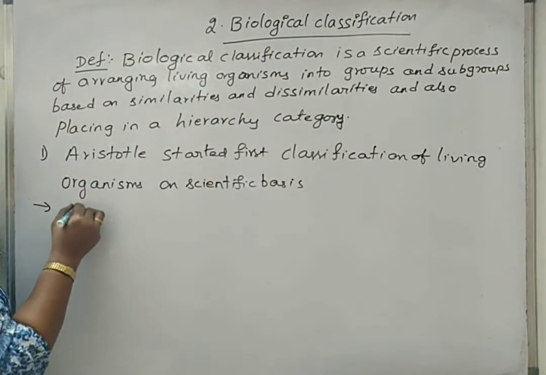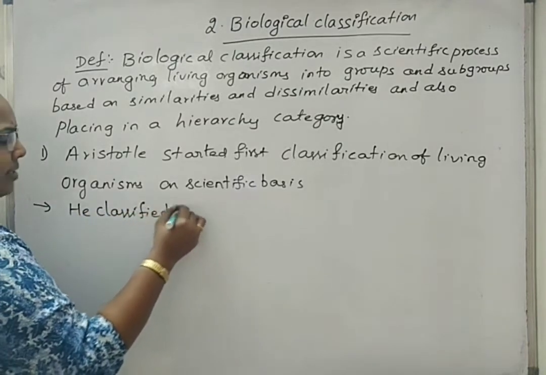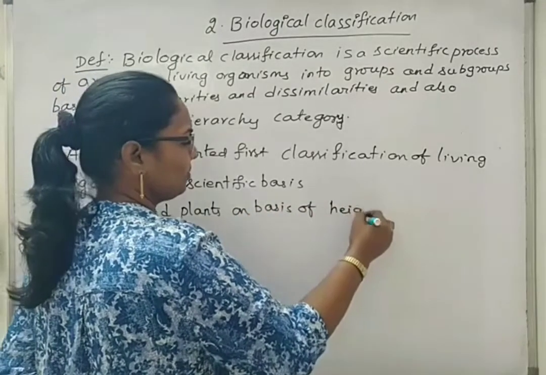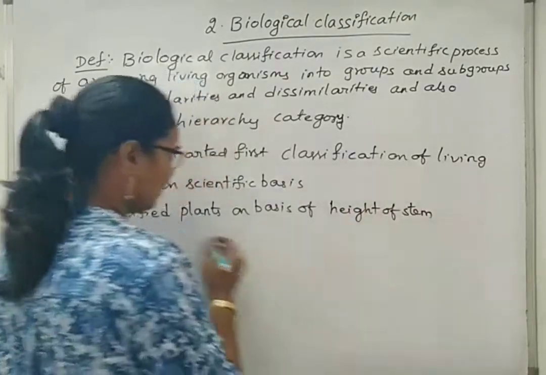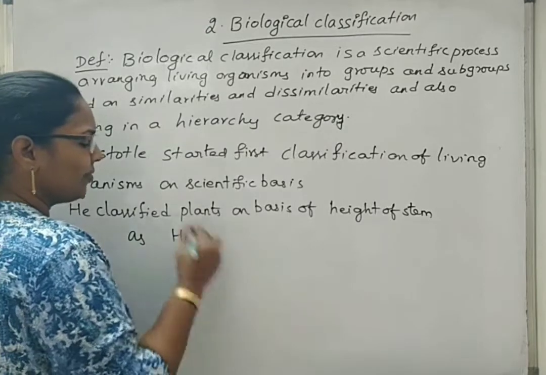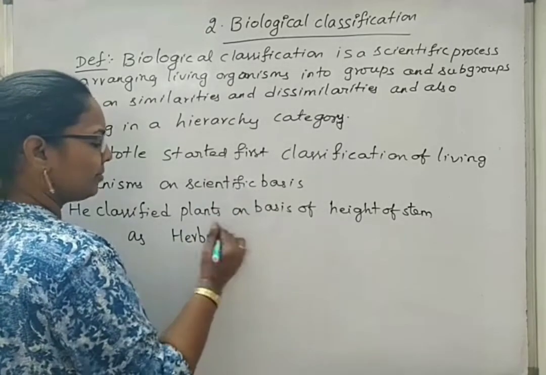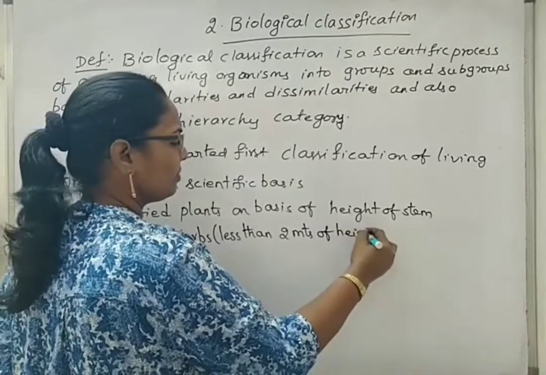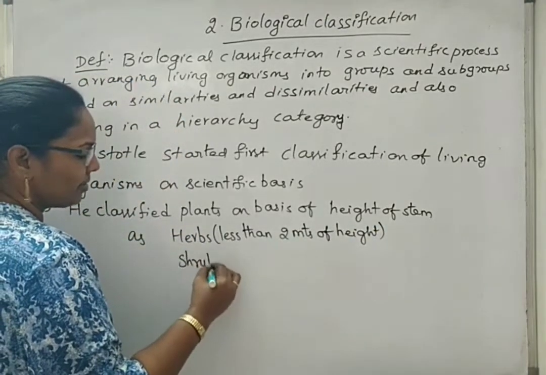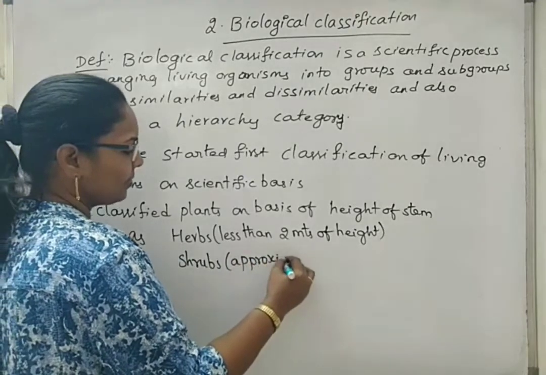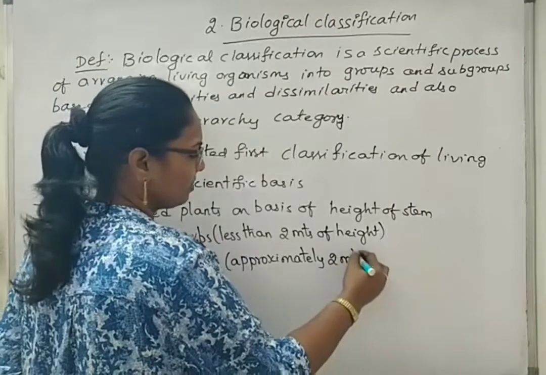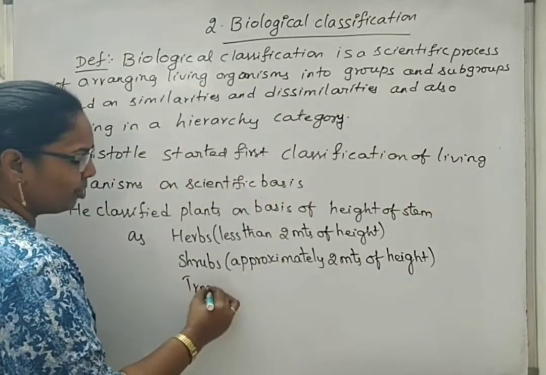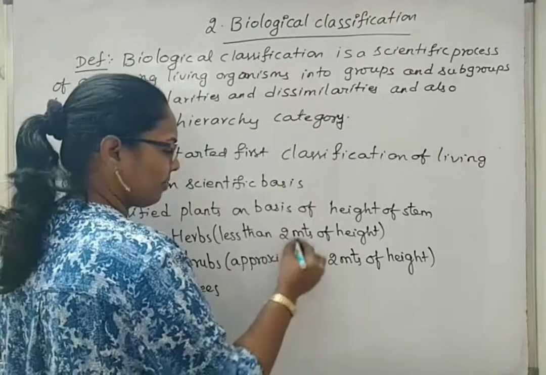So he classified plants on the basis of height of stem, as herbs which are less than 2 meters of height, next, shrubs approximately 2 meters of height, and trees more than 2 meters of height, meaning their stem. This is about stem.